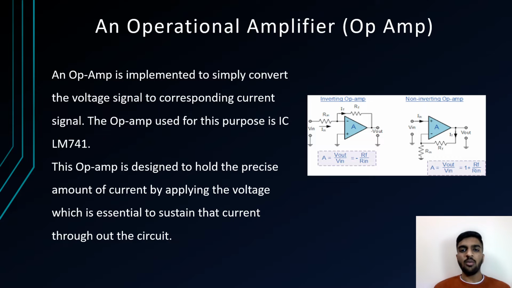In an inverting op-amp, the amplifier gain, that is A, is given by Vout by Vin is equal to minus Rf by Rn. Whereas in a non-inverting op-amp, A is given by Vout by Vin is equal to 1 plus Rf by Rn.